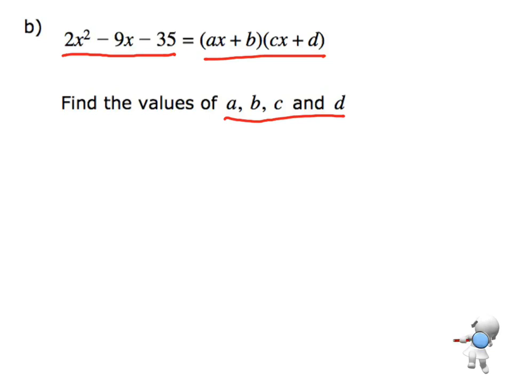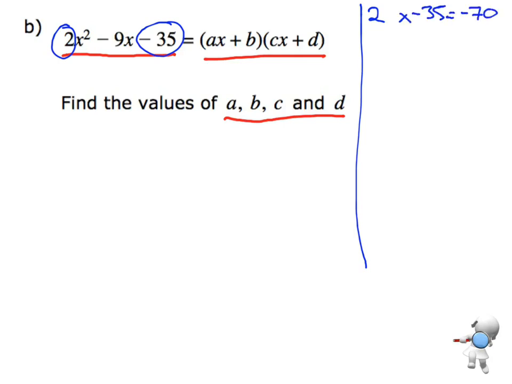So I notice that the coefficient of x squared is not 1. So that means I need to use the method where I take the coefficient of x squared, which is 2, and I take the constant, the number by itself, and I multiply those together. And that gives me negative 70. What I now need to do is find all the different factors of negative 70. So find any two numbers that multiply together to give negative 70.